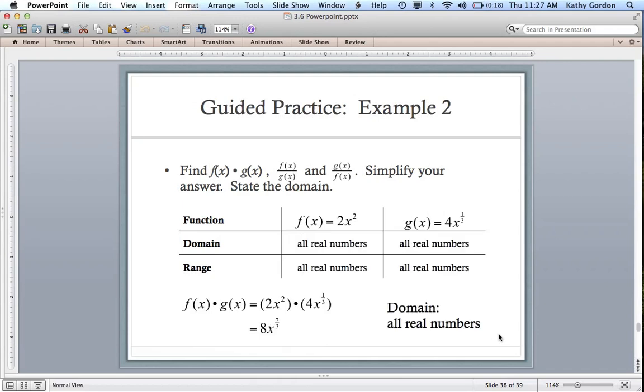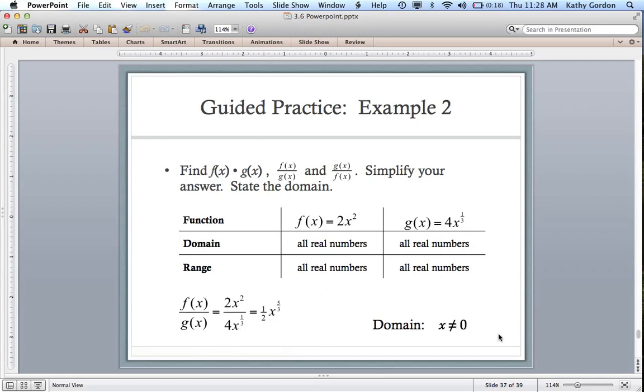All right, so for multiplying, we would be taking 2x squared times 4x to the 1/3, which is going to give us 8x to the 7/3. Both quadratics and cube roots are going to have all real numbers for the domain, so we can use all real numbers for the domain of our product. And again, my range is a little bit wrong there, but because we don't care about range right now, we're not going to deal with that.